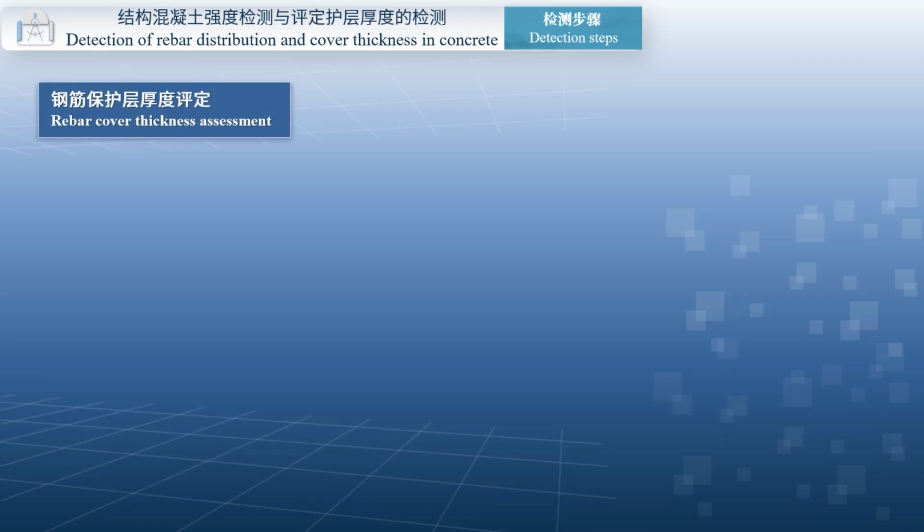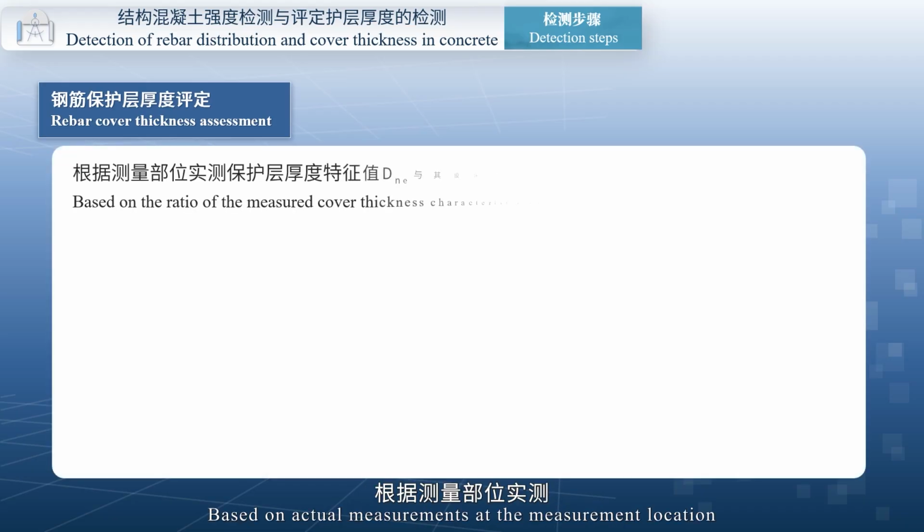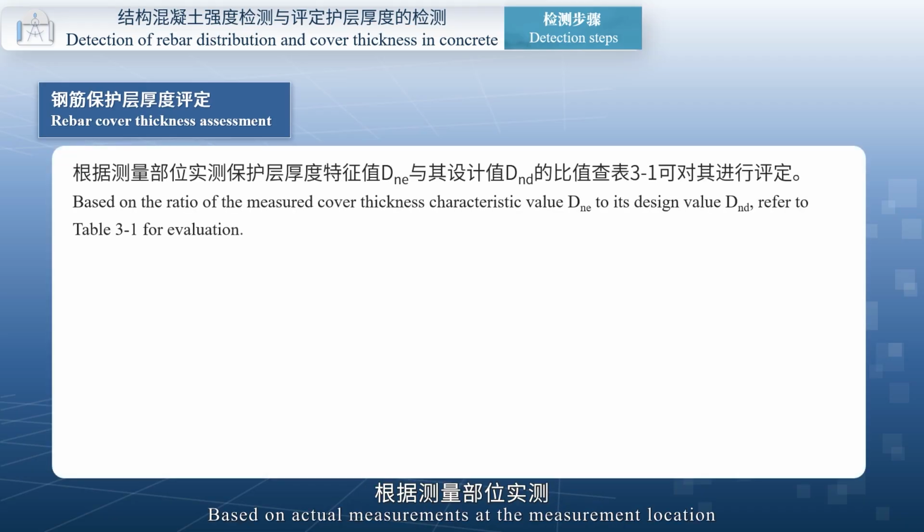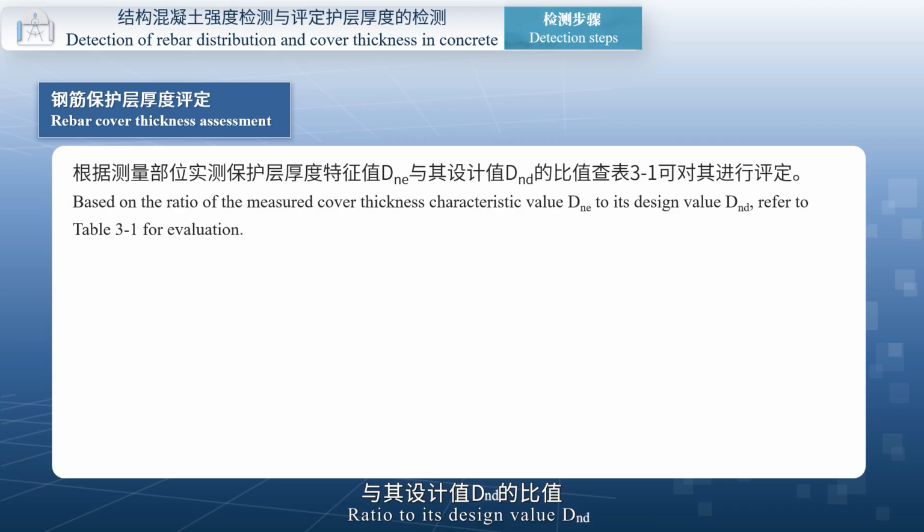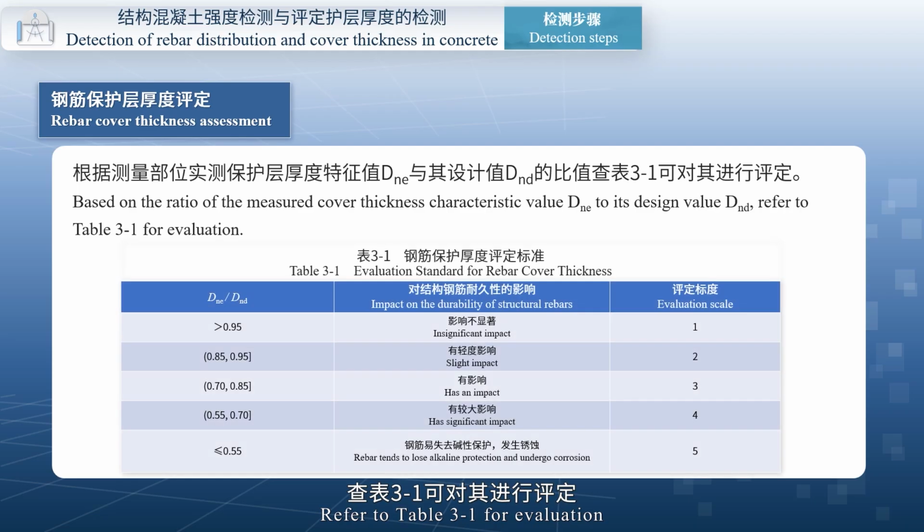Step 7: rebar cover thickness assessment. Based on the actual measurements at the measurement location, the ratio of the characteristic value of cover thickness, DNE, to its design value, DND, is evaluated by referring to Table 3-1.